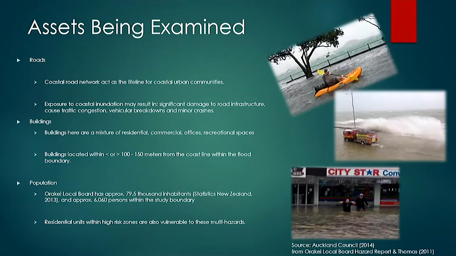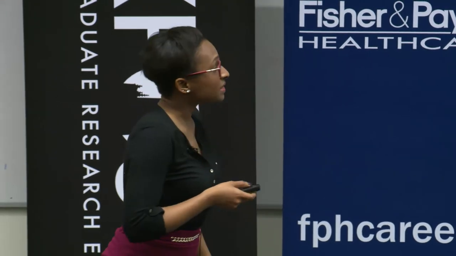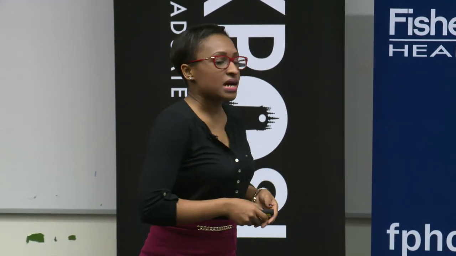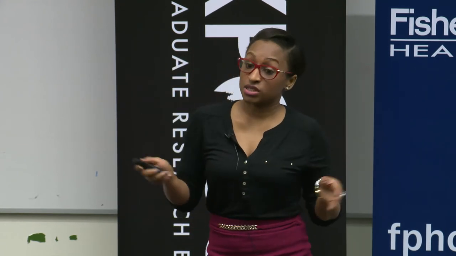Now, I've used that to bring you to the assets that I will be looking at, and what was exposed. We all know that roads are critical infrastructure, ladies and gentlemen. And if they are flooded to a point of complete devastation, this will cause damage to vehicles, traffic accidents, and very many inconveniences. And buildings are quite exposed as well. The buildings in the area that I found were residential buildings, commercial buildings, and offices. And also the population of the Orakei Local Board was 79,500 inhabitants. However, it was around 6,060 population within my study area.